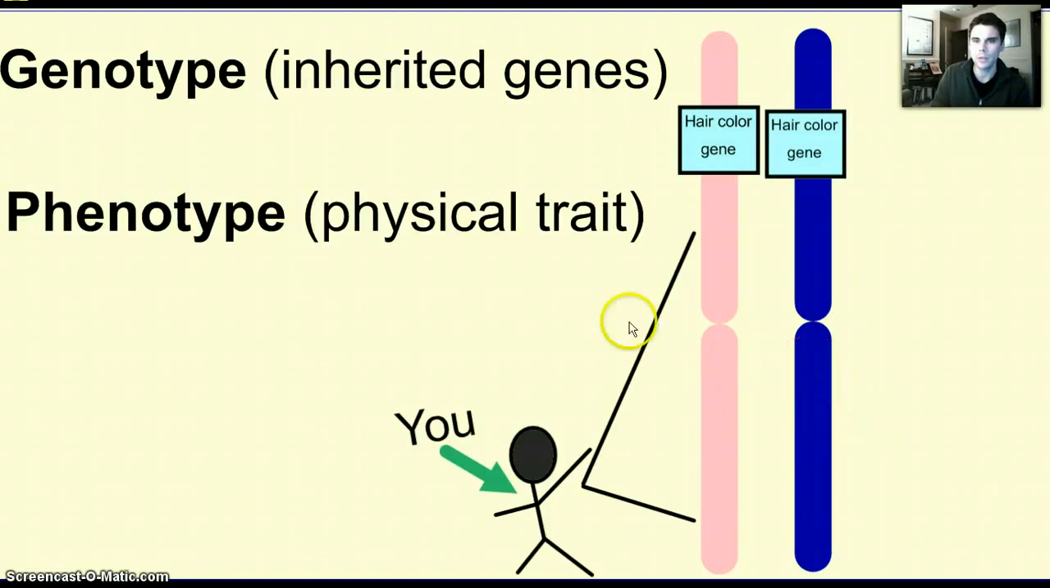Even though you might look more like one or the other parent, your physical traits, or your phenotype, might resemble maybe a little more your dad or a little bit more your mom. Your genotype is exactly half and half. You have received half of your chromosomes from your mom, represented by pink, and half of the chromosomes from your father, represented by blue.